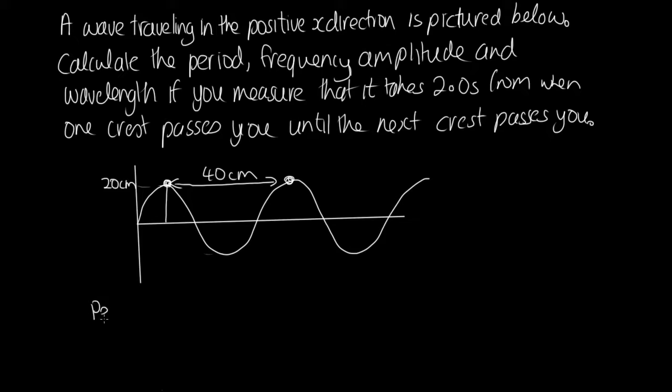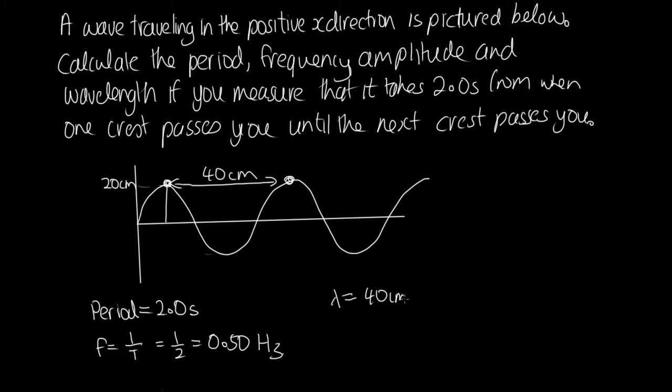Okay, so we know that the period is equal to 2 seconds, as it takes 2 seconds from when one crest passes you to when the next crest passes you. So the frequency is equal to 1 over the period, so that's 1 over 2, which is equal to 0.50 hertz. The wavelength is equal to the distance between the two crests, so that's 40 centimeters, which is 0.40 meters, and the amplitude is the displacement from equilibrium, so that's this 20 centimeters. So the amplitude's 20 centimeters, which is 0.20 meters.